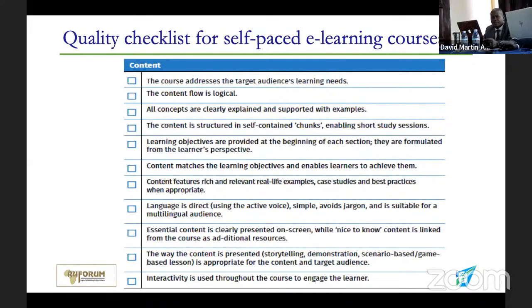The content. You remember you have a curriculum, and it's very clear on what you are supposed to be offering. And the students may have the curriculum themselves. So does the content address the target audience's learning needs? Does it flow logically?